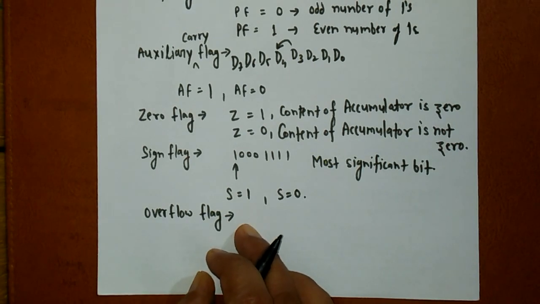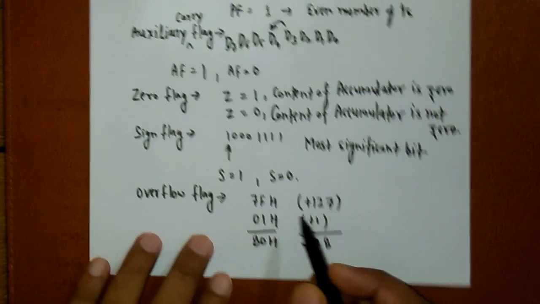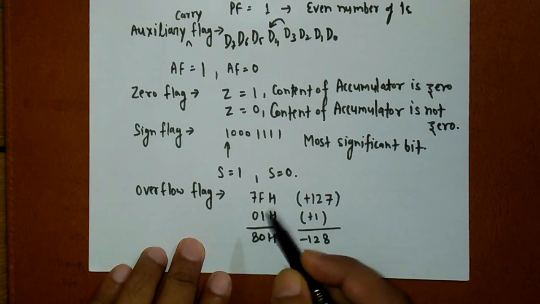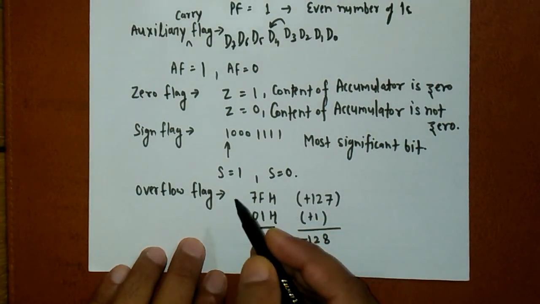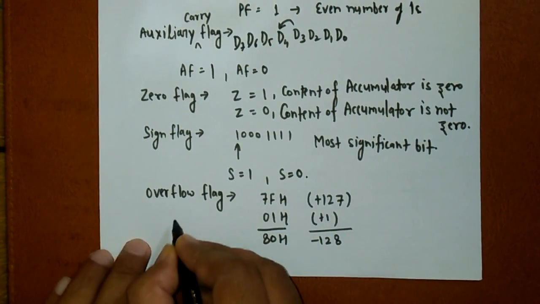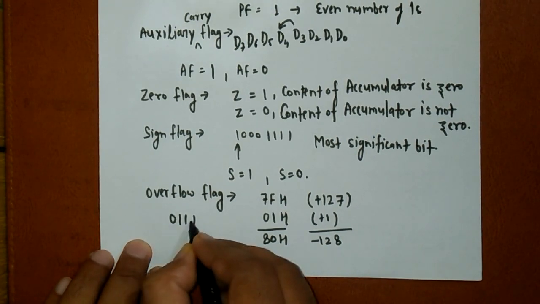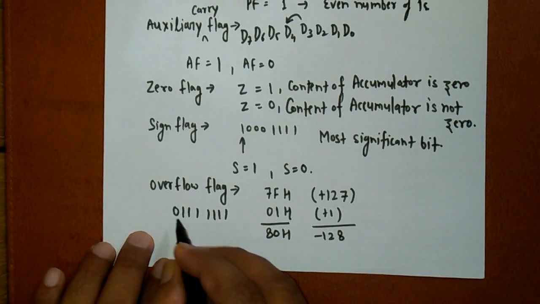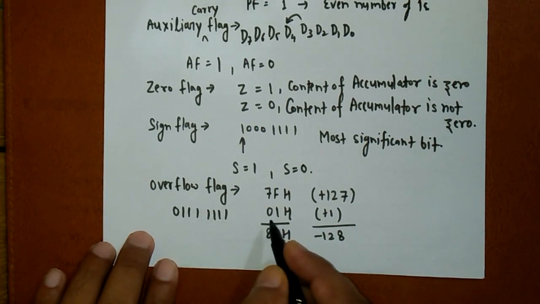In order to understand this, we should take an example. Let us assume we are adding two positive numbers: one is 7Fh and the second is 01h. But these are signed numbers, that means we are using the D7 bit to represent either a positive or negative number. So 7F is written as 0111 1111. As a 0 is present at this place, this is a positive number. Similarly 01h is also a positive number.